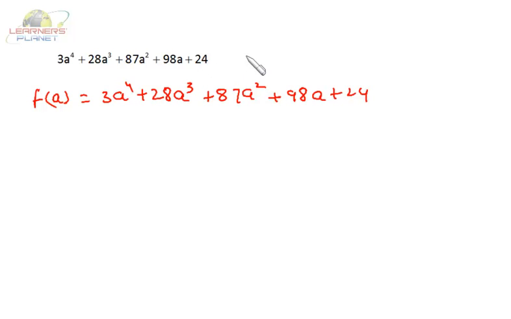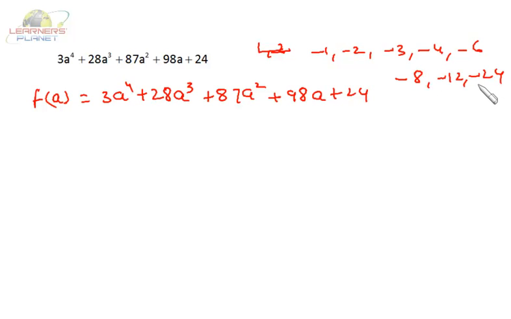And what are the factors of 24? We are just writing the positive factors of 24. So it's 1, 2. I'm sorry, we have to take negative factors of 24. So these are minus 1, minus 2, minus 3, minus 4, minus 6, minus 8, minus 12 and minus 24. So first of all, let's put the value of a as minus 1.